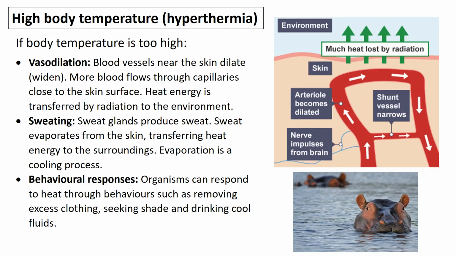If body temperature becomes too high, that is hyperthermia, and then you get different responses happening. Again, though, this is all muscle and gland controlled. So instead of vasoconstriction, we now get vasodilation. So those blood vessels, the muscles in them, the ones that are nearer the skin, will actually cause those blood vessels to dilate. That becomes wider. So more blood can flow to the surface through the capillaries, and they're close to the skin surface, so more heat is radiated away. Now, that kind of response often makes your skin look more red, which explains why your skin can look red when you exercise.